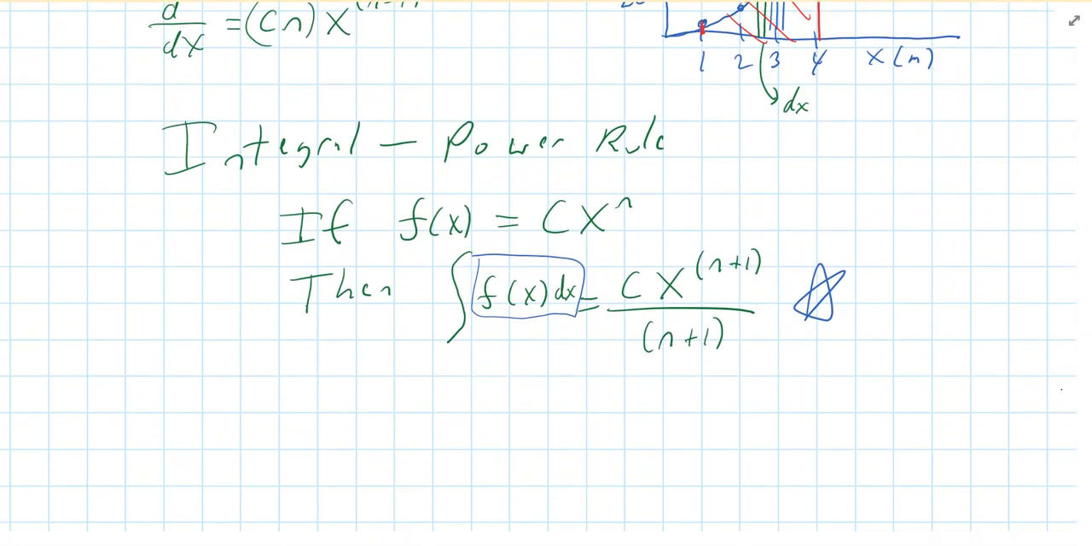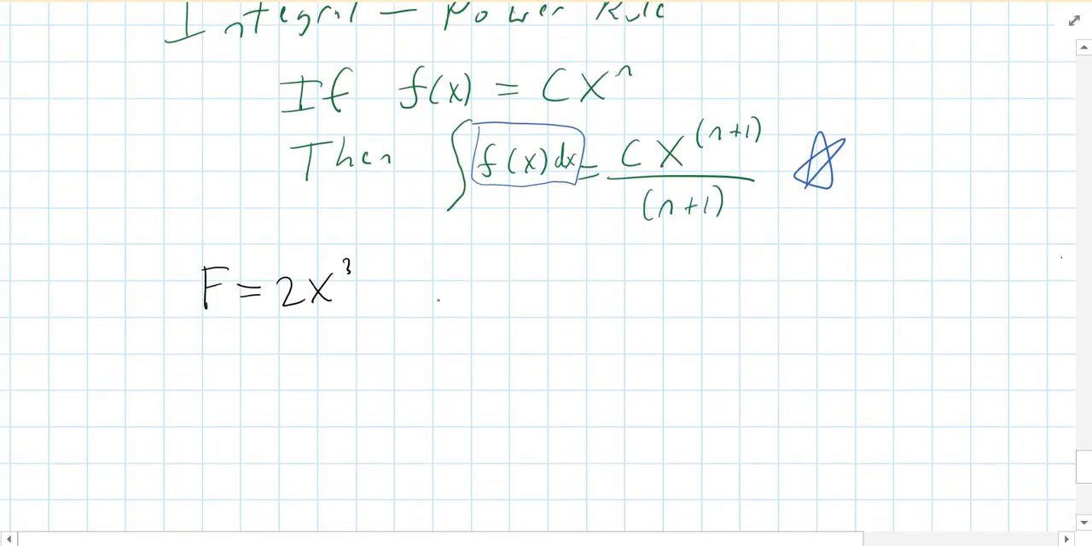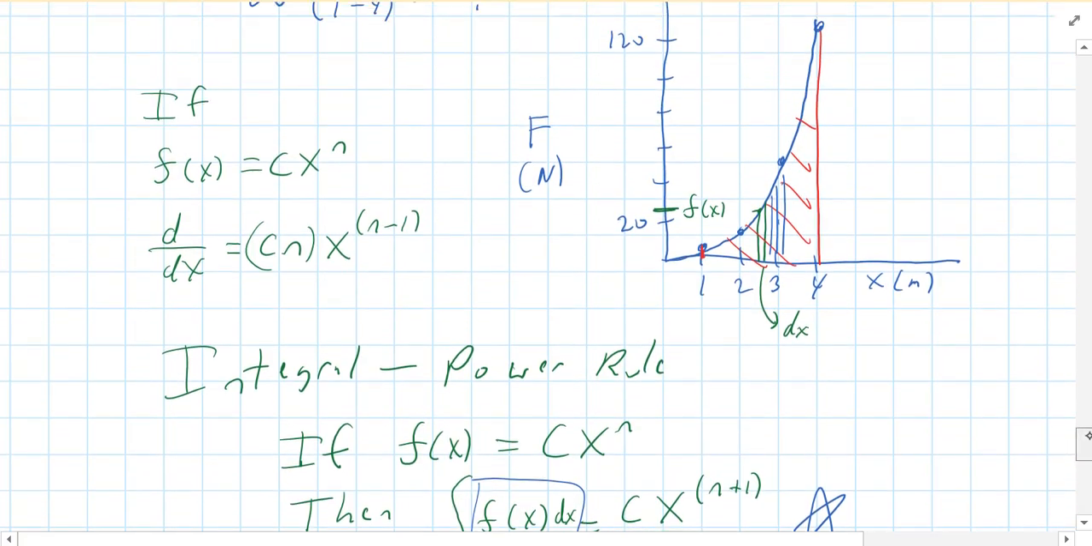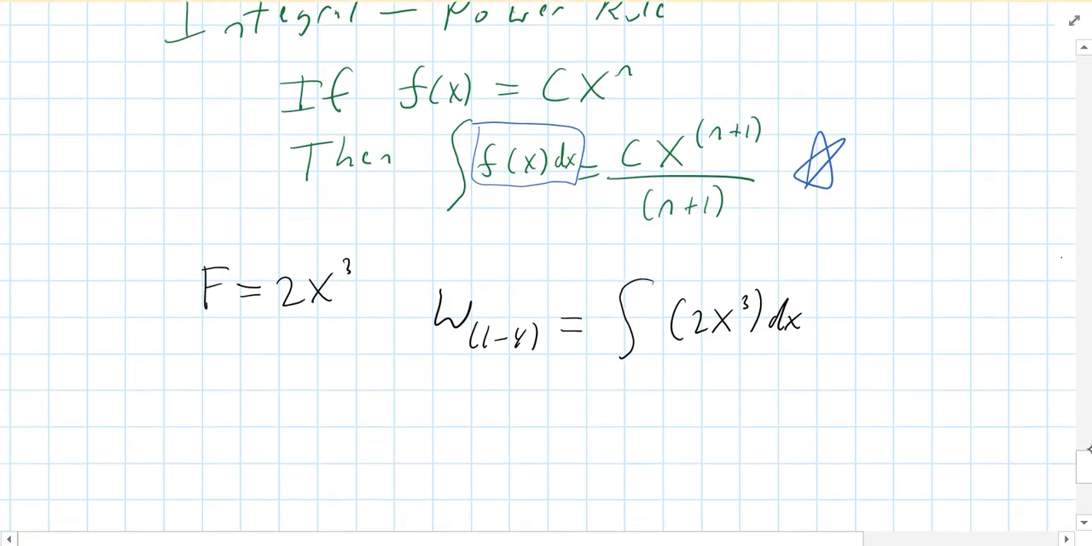So, for our example, our function of x, our force, is equal to 2x cubed. Here's what I want to do. I want to find the work from 1 to 4 meters. So you say that's the integral, the sum, of that function of x, 2x cubed, times dx. That's the height times the width of one of these little slivers. And you're going to evaluate this from 1 to 4 meters.